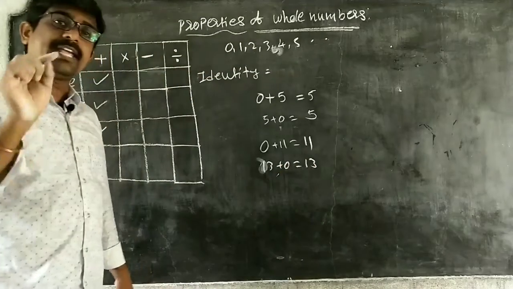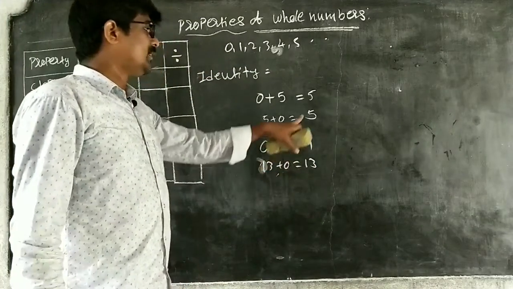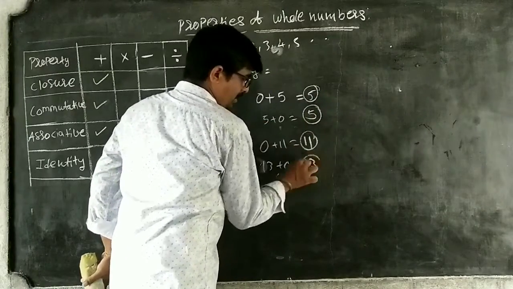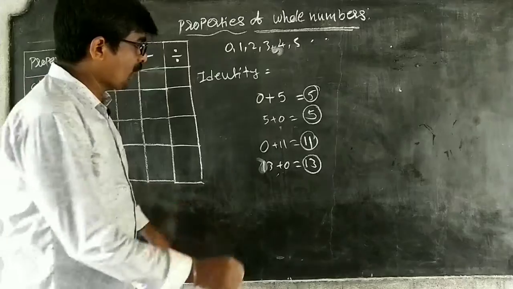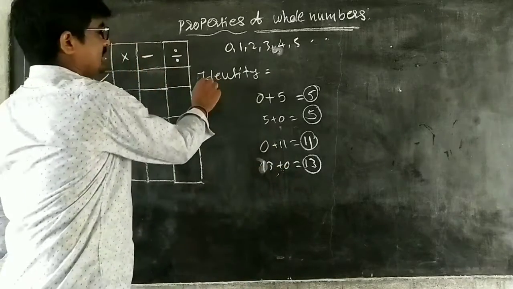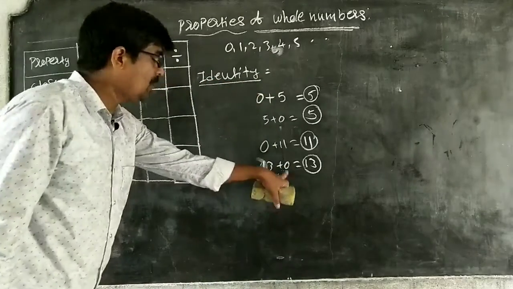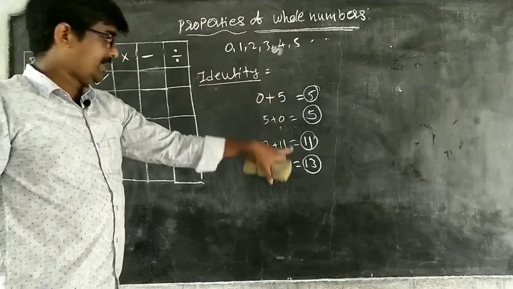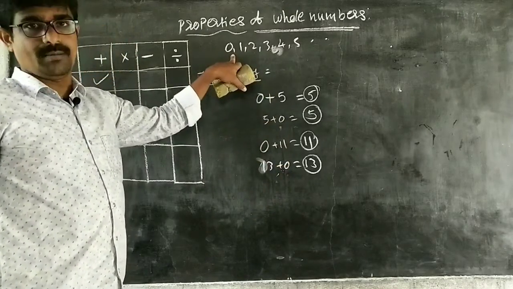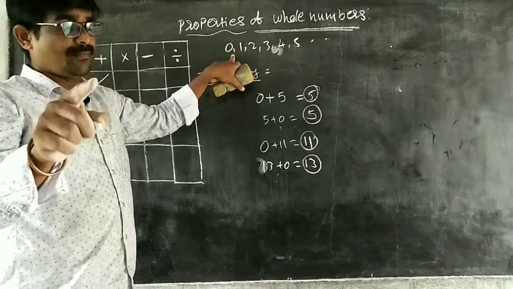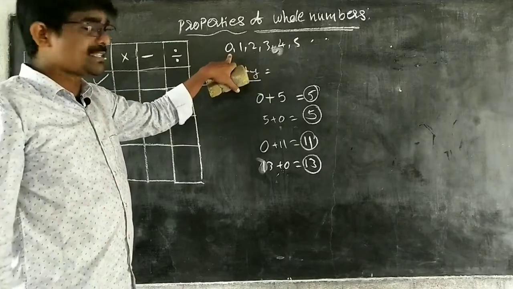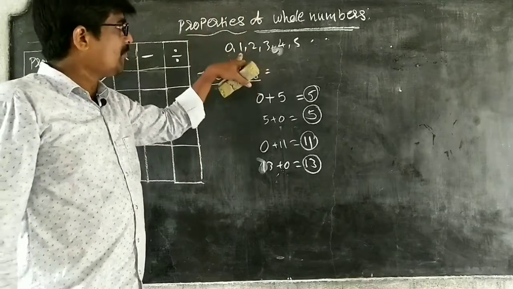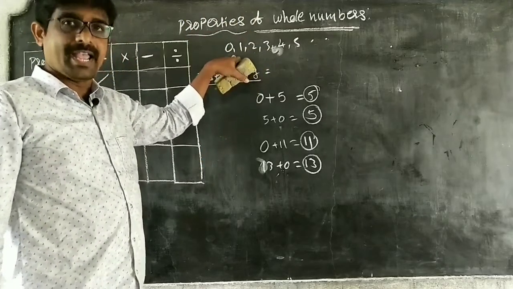If you add any number to 0, the result is that same number only. Then 0 is called the identity. Is this 0 in the whole numbers? But we have to take natural numbers. Natural numbers have no 0, so natural numbers do not have an identity, but whole numbers do.